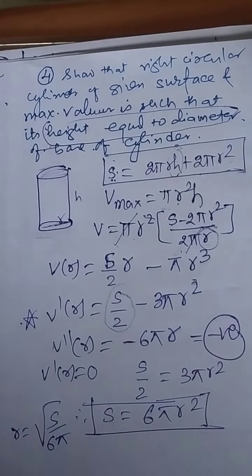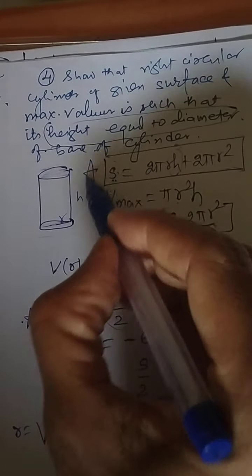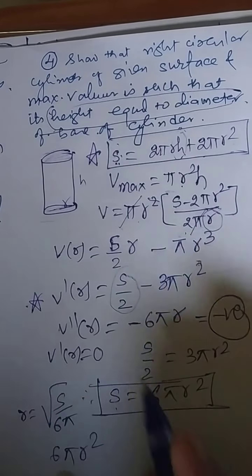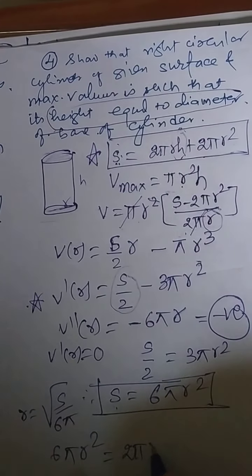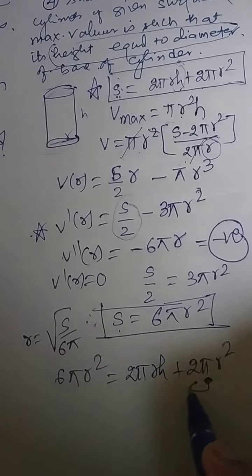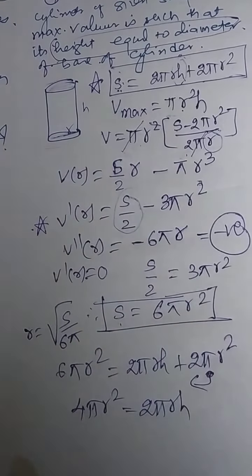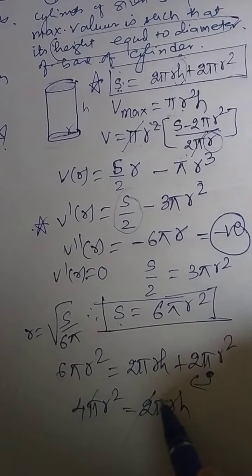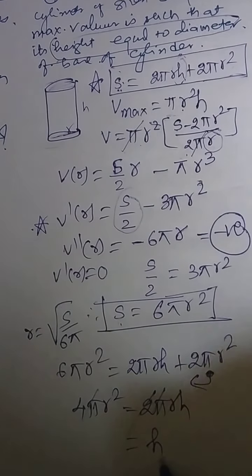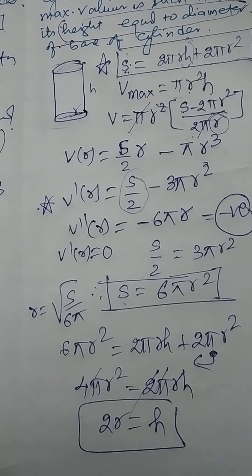Therefore the second derivative is negative. But so far we have not concluded that the height is equal to the diameter. So this value of S I am replacing in this expression. Now look here: 6 pi R square on the left hand side will be equal to 2 pi R H plus 2 pi R square. Shifting this to the left hand side, it will be 4 pi R square equal to 2 pi R H. You can cancel something: this 2 can get cancelled, pi can get cancelled, and one R also. So what is the conclusion coming? Height will be equal to 2R, which is nothing but the diameter. Height is equal to the diameter.